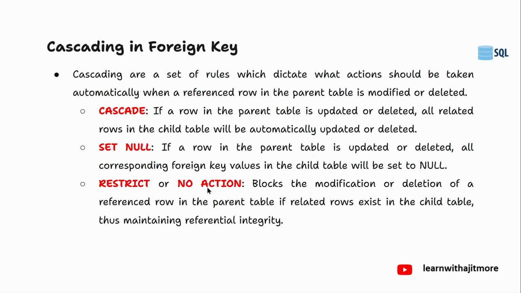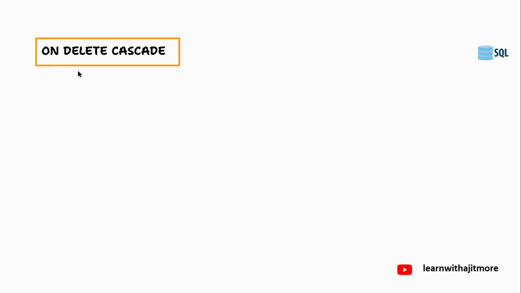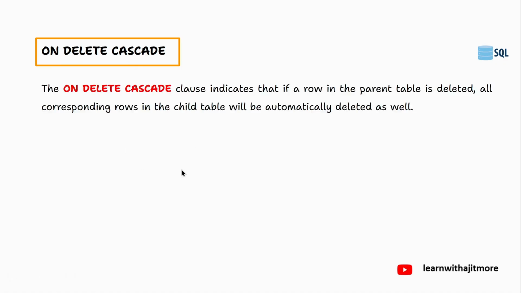It will block the operation. Means whenever you try to delete or update the parent, then the deletion of the parent is violated and the child also. It will not allow both deletions. Understanding? It blocks the modification or deletion of a referenced row in the parent table if the related row exists in the child. This maintains what? Referential integrity. Getting? And how to give on delete cascade, on update.